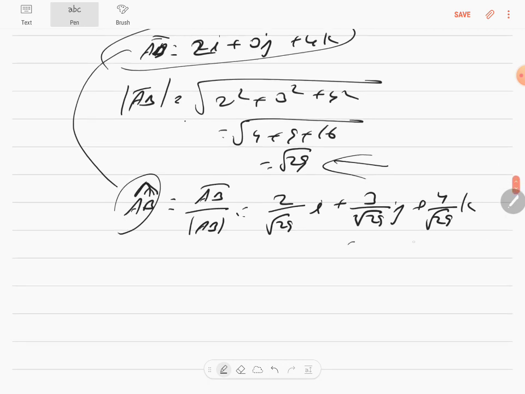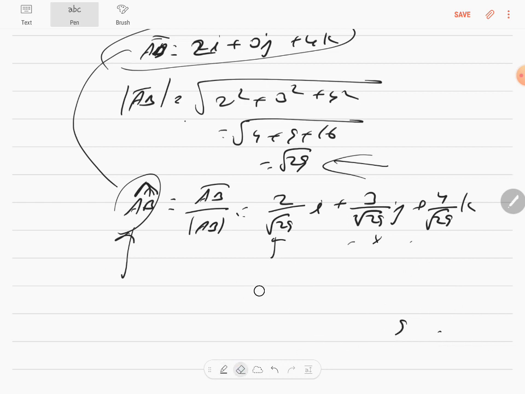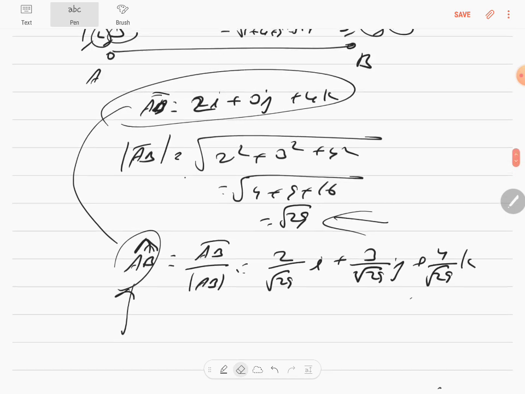So if you find the magnitude of this, which is the squares of these components, it will be 4 by 29 plus 9 by 29 plus 16 by 29. It will be 29 by 29, which will be just 1. So it's no wonder we call it a unit vector. A unit vector is one whose magnitude is unity. So this is a unit vector, whereas this is not a unit vector. AB is not a unit vector.